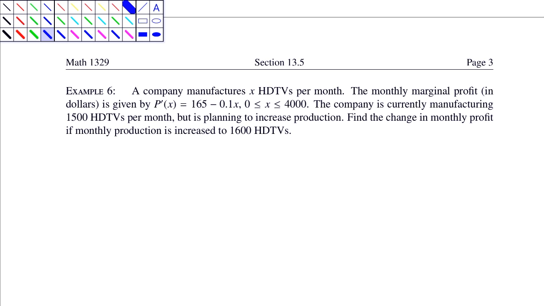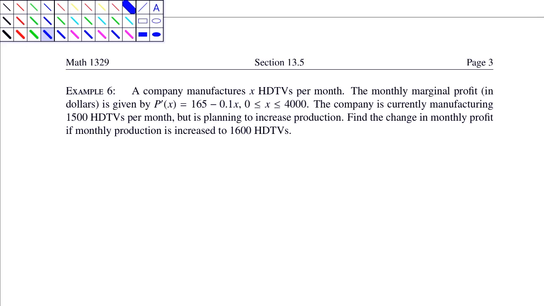All right, now let's look at this application problem. Example 6. A company manufactures x high-definition televisions per month. The monthly marginal profit in dollars is given by P prime of x equals 165 minus 0.1x, for x between 0 and 4,000. The company is currently manufacturing 1,500 HD TVs per month, but is planning to increase production. Find the change in monthly profit if monthly production is increased to 1,600 HD TVs.